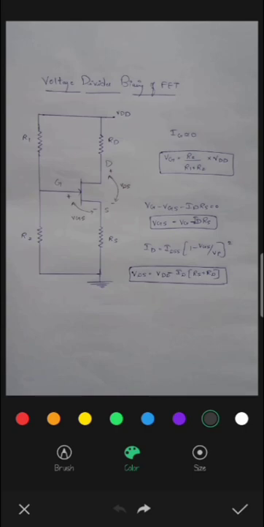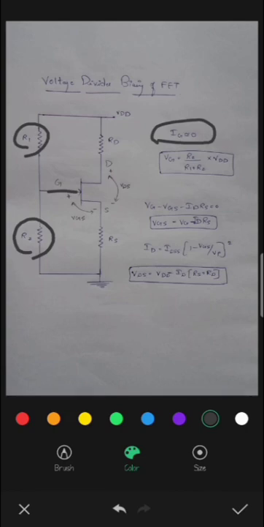Next let's see about the voltage divider bias of FET. Here gate current Ig is approximately equal to 0, that is no current is flowing through the gate terminal. That means on input side the current is flowing through this resistor R1 and R2, and hence we can say that this voltage Vg is equal to R2 divided by R1 plus R2 into VDD by using the voltage divider rule. With this equation we can find Vg.